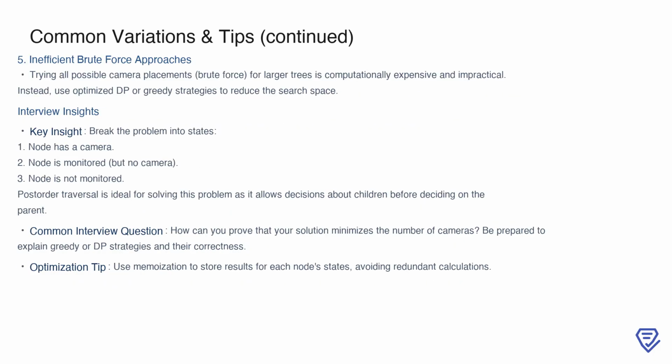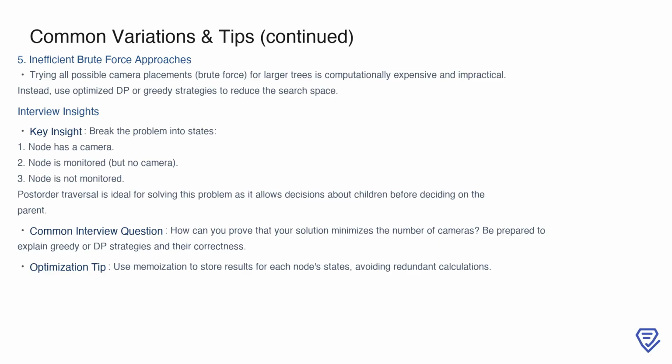Now, let's consider the inefficiency of brute force approaches. Trying all possible camera placements might seem like a straightforward way to solve the problem, but it's computationally expensive and impractical for larger trees. A better approach is to use dynamic programming or greedy strategies to intelligently narrow down the search space. One key insight for solving this problem involves breaking it into 3 distinct states: a node with a camera, a node that is monitored but does not have a camera, and a node that is not monitored. By using post-order traversal, you can make decisions about a node's children before deciding how to handle the parent, which aligns naturally with these state definitions.